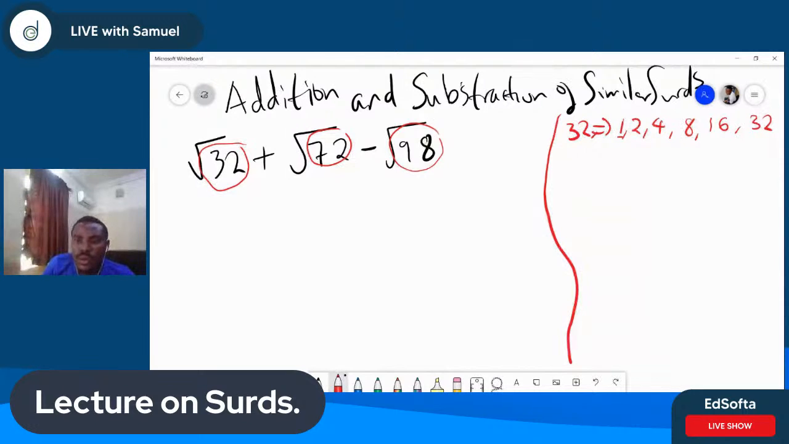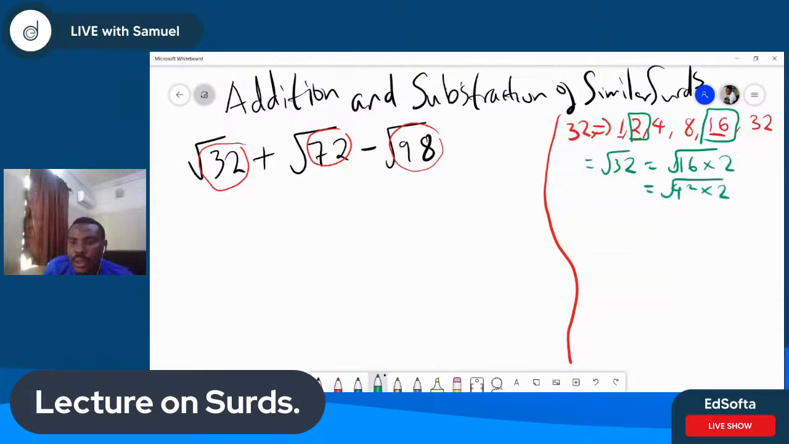No. Is 16 a perfect square? Yes, 16 is a perfect square. So root 32 will become root 16 times 2. This can be seen as root 4 squared times 2, which we can write as 4 root 2. So we can come here and write 4 root 2.